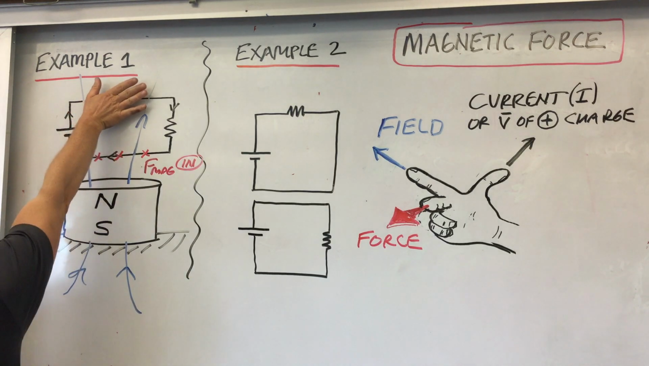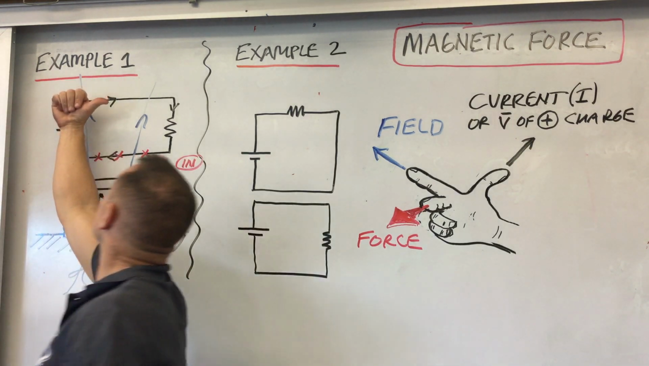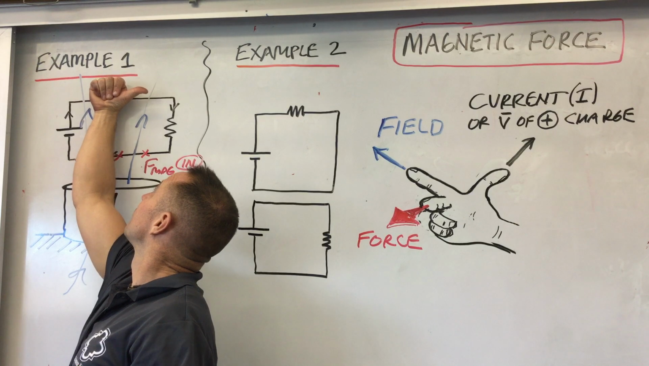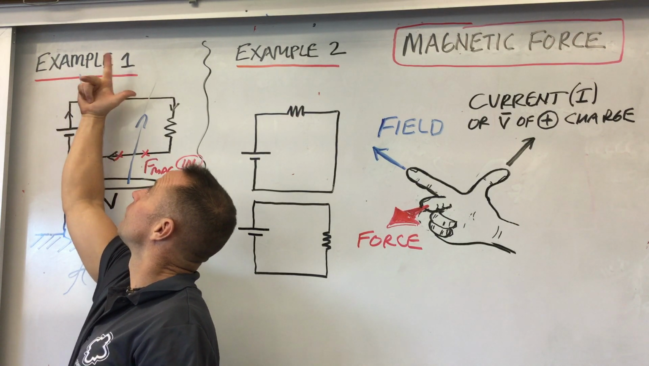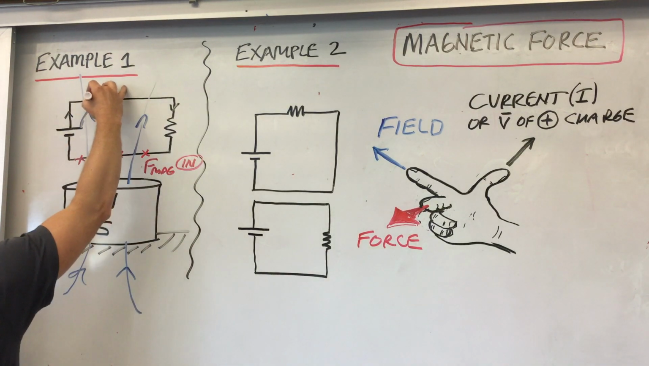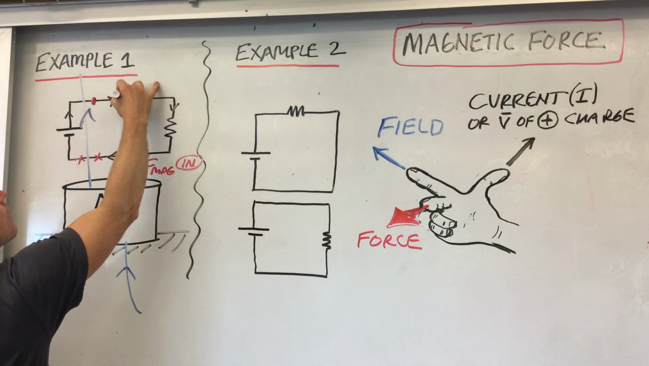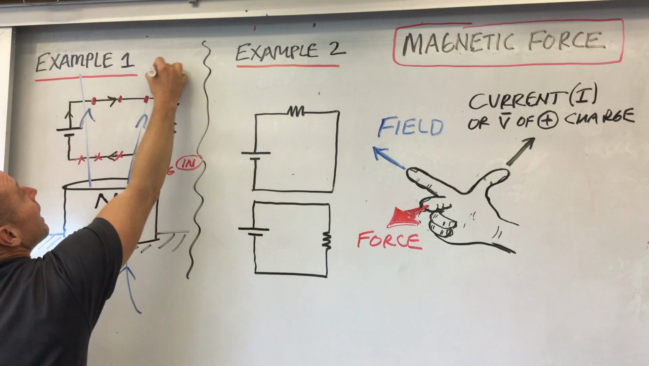Now, if you look up on the top segment of the wire, the current is flowing this way through a field that points up still. That force is going to come out: current, field, force. That's going to be out. So up on this segment of the wire, F mag is going to be out.